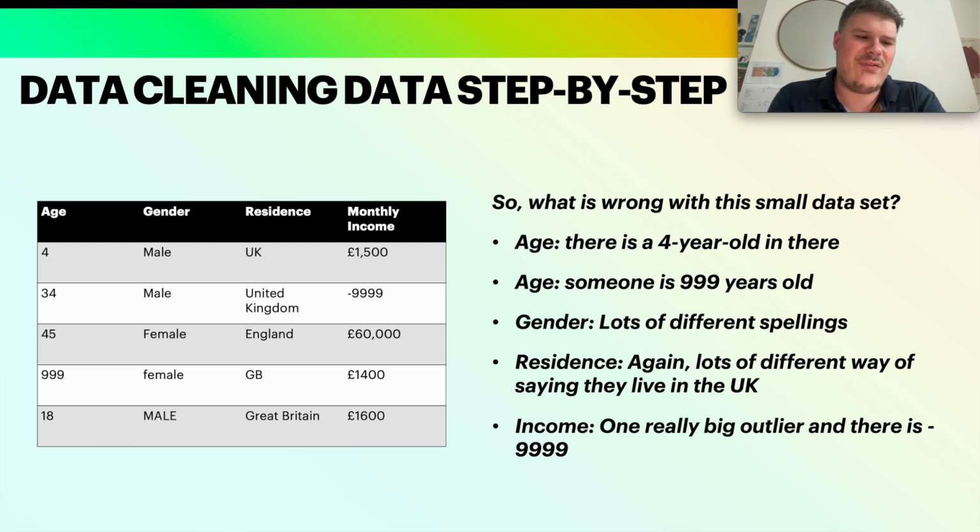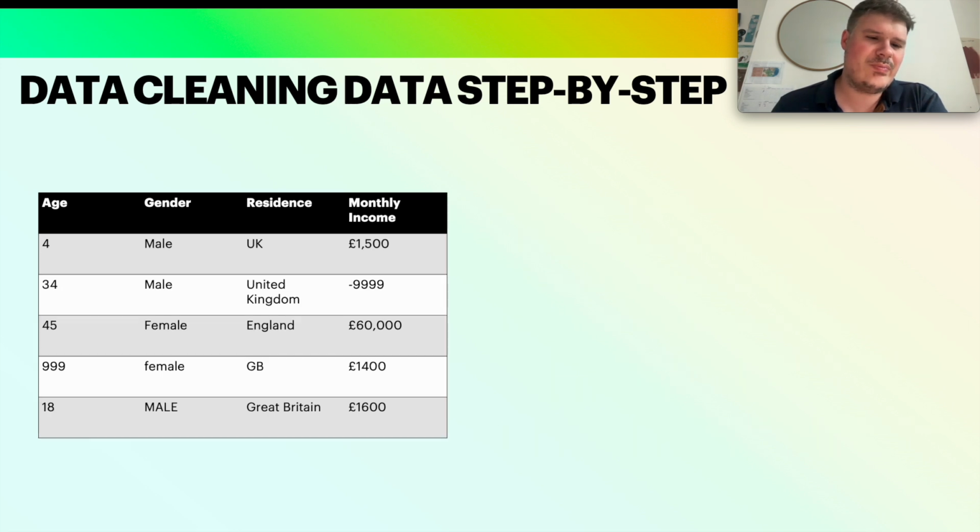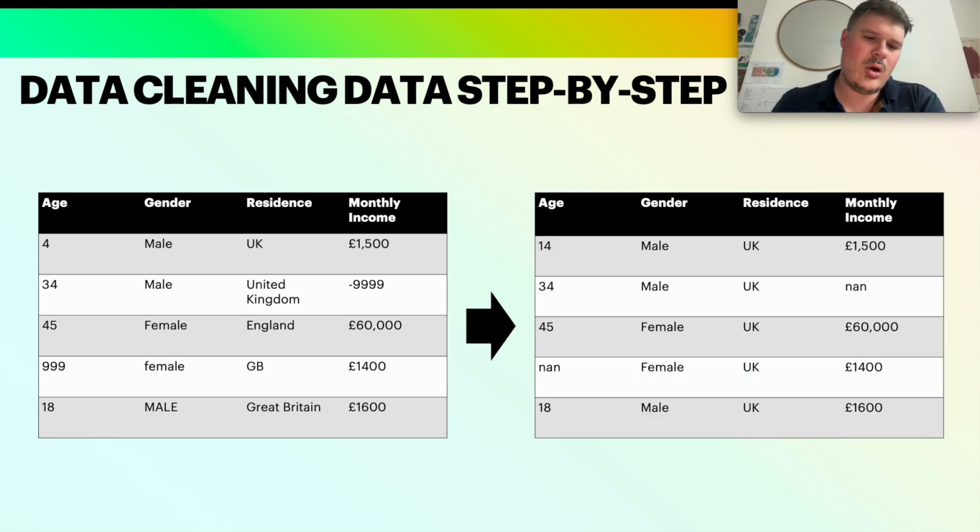In the residence, we have 5 different names for the same place. And in the monthly column, we have weird things like minus 9,999 and 60,000. These are clearly outliers or wrong data. When we clean data, what we want to do is fix those issues. We want to take this data set and then turn it into this. The data set on your right, you can see the issues with the data set have been sorted and are ready for you to do analysis.